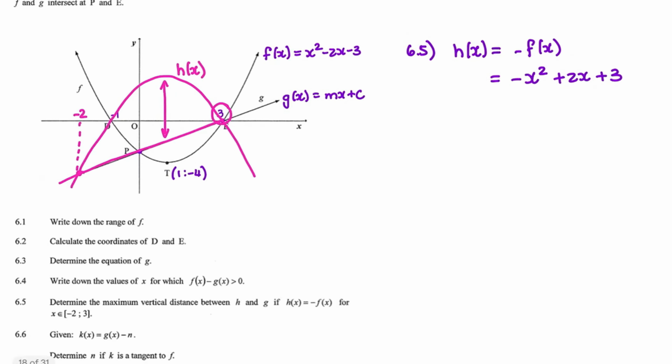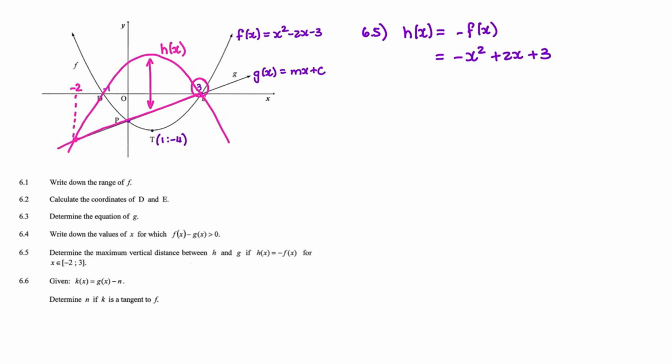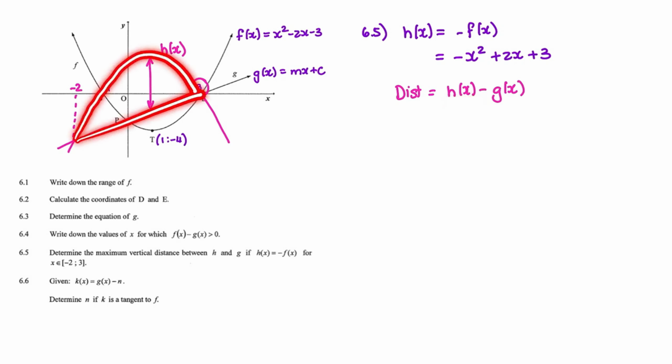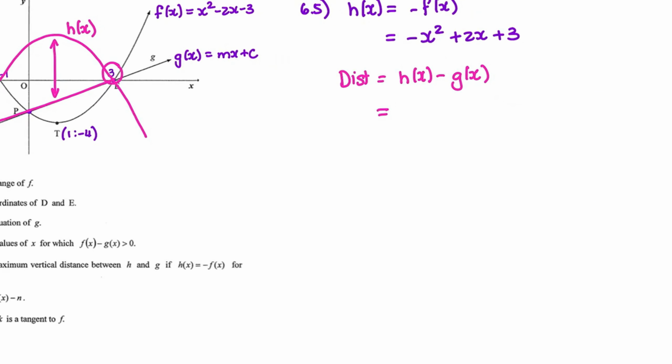In order to find the maximum vertical distance, we need to find the distance between h and g. That distance can be represented as h(x) minus g(x). Notice I'm putting h(x) first because that's the graph above g(x), so I'm subtracting g(x) from that. Let me substitute the equations in. h(x) is -x squared plus 2x plus 3 minus g(x), which is (x - 3). Notice my use of brackets because I need to subtract the full line.